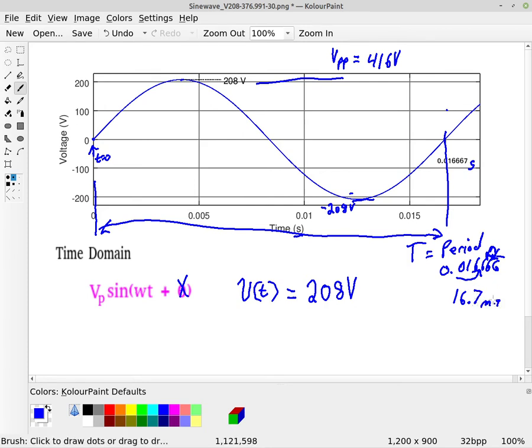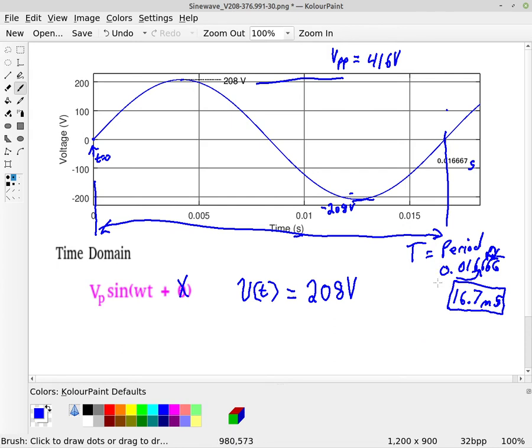So when we do our answers in Blackboard, remember that we have to put in values in 3 digits. And so we would round that up to 16.7 milliseconds. That's an s there. It didn't show up too well here. Okay, so that is the period of this waveform.